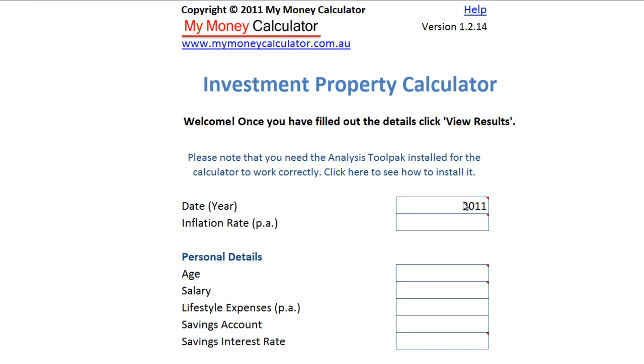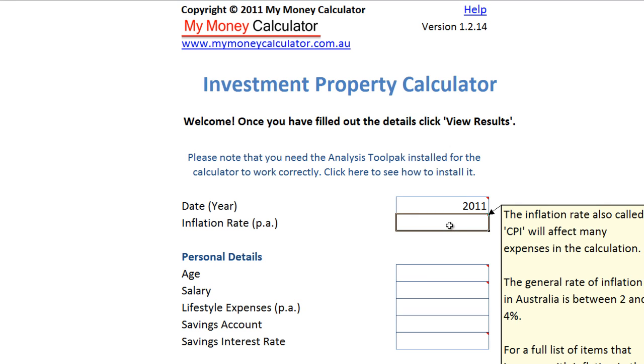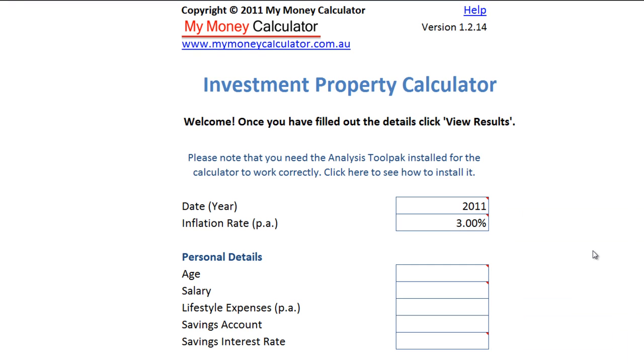Let's leave the date as 2011 and enter an inflation rate of 3%. Just remember that if you don't understand what a field means or how it works, if the box has a red triangle on the right hand side, you can hold your mouse over it to see some help, or you can also see the help and support page on mymoneycalculator.com.au by just clicking the help button up the top right.